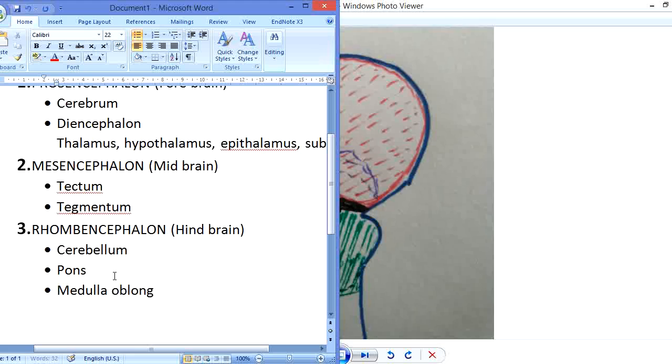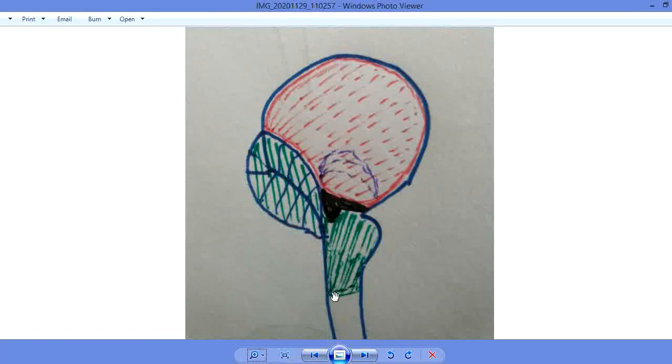medulla oblongata. So the combination of cerebellum, pons, and medulla oblongata makes what? The hindbrain. You can see that this is located at the hind part of the brain. That is why this is called hindbrain. This is called rhombencephalon. Rhombencephalon is the second name of hindbrain.